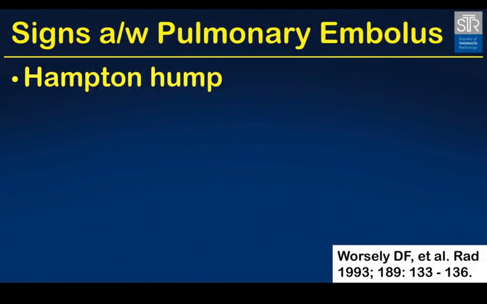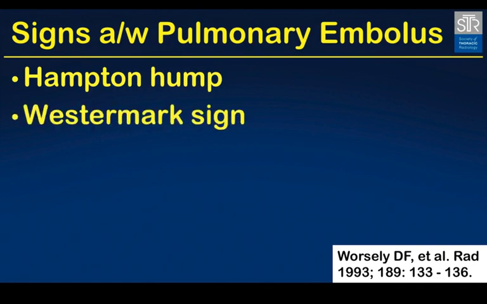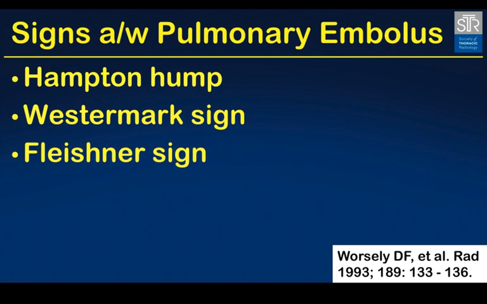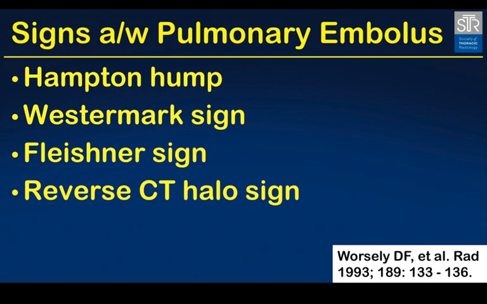There are a number of signs on chest radiographs which are seen in patients with pulmonary embolus. This includes the Hampton Hump sign, Westermark sign, and Fleischner sign. It should be remembered, however, that the most common abnormalities in patients with pulmonary embolism are linear bands of atelectasis and small pleural effusions. All of these other signs are quite unusual. The reverse CT halo sign or reverse halo sign is a sign which is seen on CT, and we will discuss that later on in the talk.